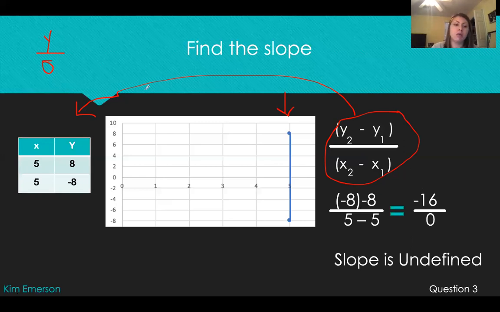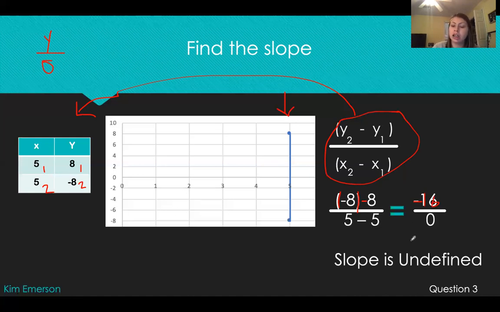So we see that this is y2, this is y1, this is x1, and this is x2. Our y2 is -8, so we plug in -8 right here. Then we're supposed to subtract the y1, so subtract positive 8. Here we go, and that gives us -16. That's fine, we can have a rise of -16.